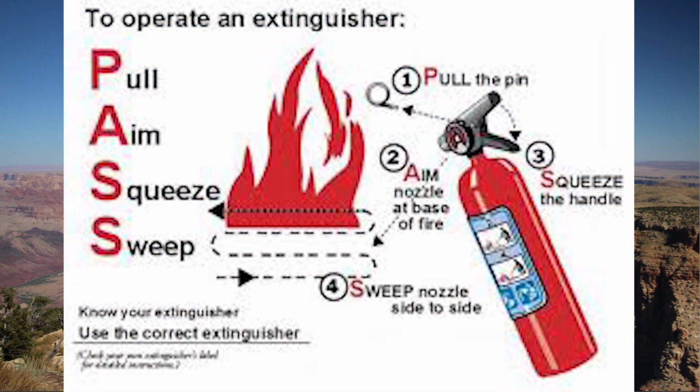Now, do you know where the nearest fire extinguisher is? What is its rating? Do you remember how to use it? One way to remember how to use a fire extinguisher is PASS. P-A-S-S. This acronym stands for Pull, Aim, Squeeze, and Sweep. If a fire starts and you decide to use a fire extinguisher, pull the pin, aim the nozzle at the base of the fire, squeeze the trigger handle, and sweep the extinguishing agent across the base of the fire.